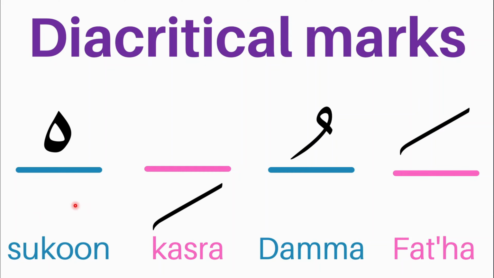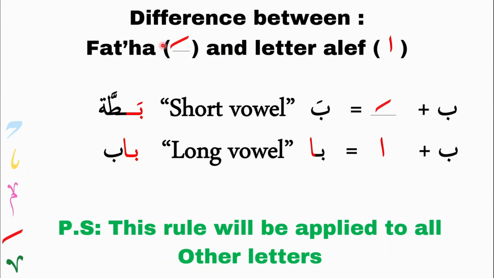The last mark is Sukoon, which looks like circle. Also, we put it above the letter. Let's start with the difference between فتحة and the letter alif. Actually, I put them together because they are very similar in the pronunciation. But the فتحة give us short vowel. Meanwhile, alif give us long vowel.